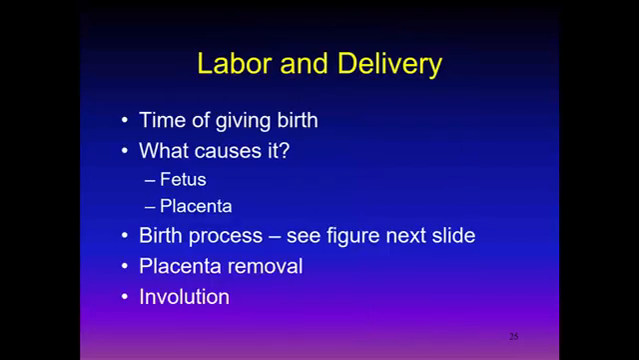Alright, so we're going to go back to that other slide and talk about placenta removal and involution. Again, failure to make sure the placenta is all removed increases your risk of sepsis for the mother. It was the number one cause of maternal death. They called it childbed fever. Basically, they got an infection and died from it because the placenta wasn't properly removed.